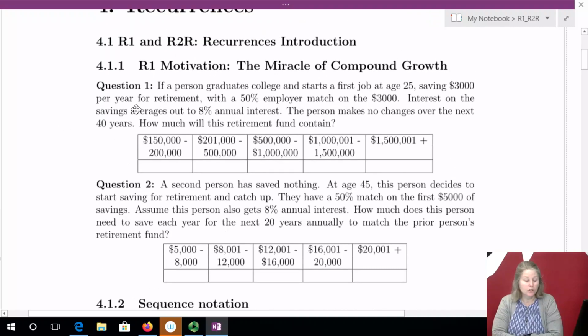So this first question, a person's graduating college, we're going to assume they're starting their first job at the age of 25, and that they're making enough money so that they can manage to save $3,000 per year for their retirement. Now, often what happens is that employers will match your retirement savings, and in this case, they have a 50% employer match on the $3,000. So what that means is that the employer is going to kick in half of $3,000, 50%, $1,500. So while this person is saving $3,000, they're actually seeing $4,500 saved because they get that extra $1,500 from their employer.